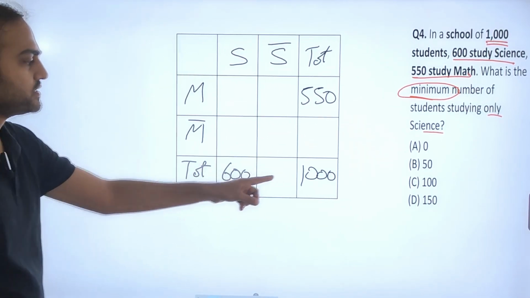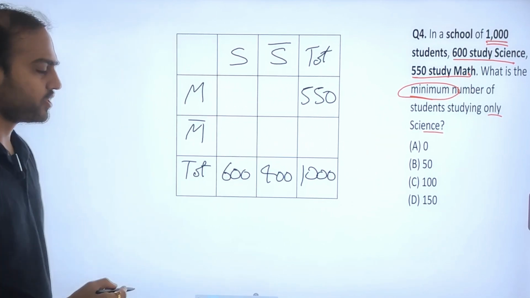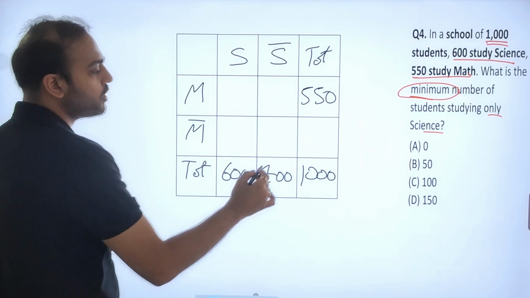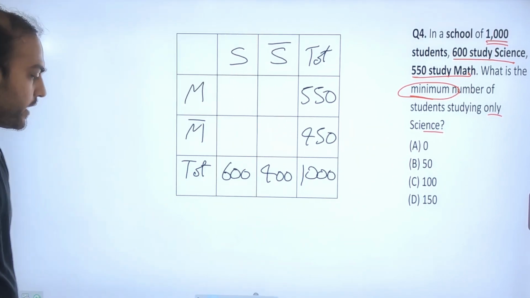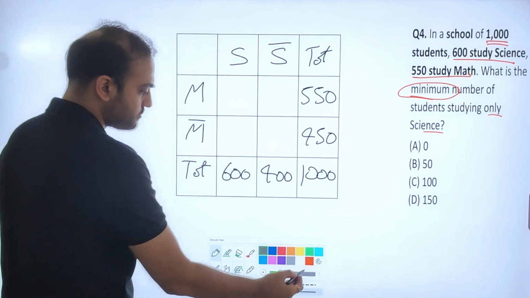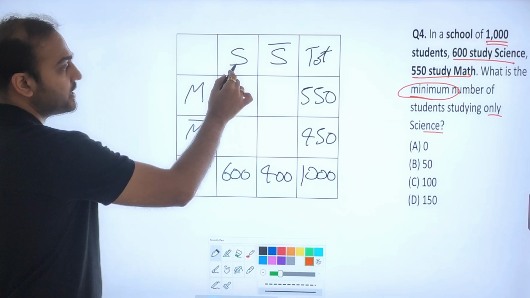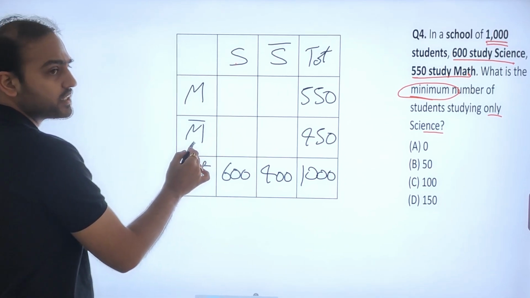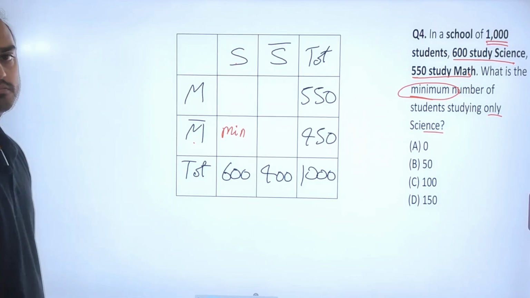So I know non-science is 400, non-math 450. Again, what do I want? I want only science, meaning they study science but do not study math. I want this to be minimum.